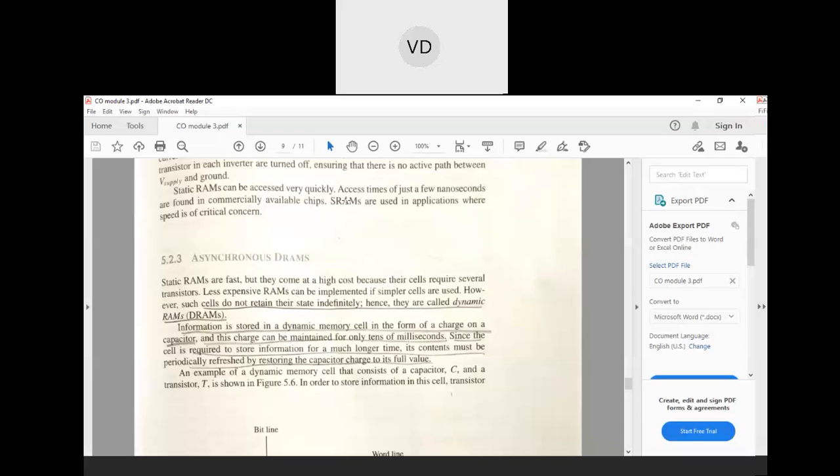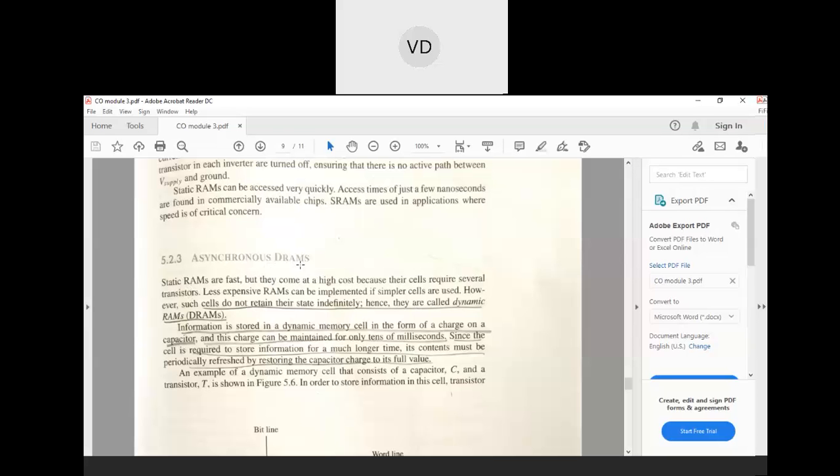Initially, one very important advantage of static RAMs is that the data transfer is very fast. Static RAMs are very fast, but they come at high cost. Why do they come at high cost? Because they require several transistors. So if we replace some of these transistors, then the cost can be reduced. How to reduce that? By using dynamic RAMs.